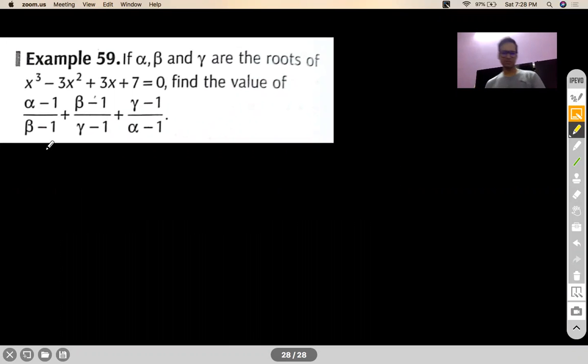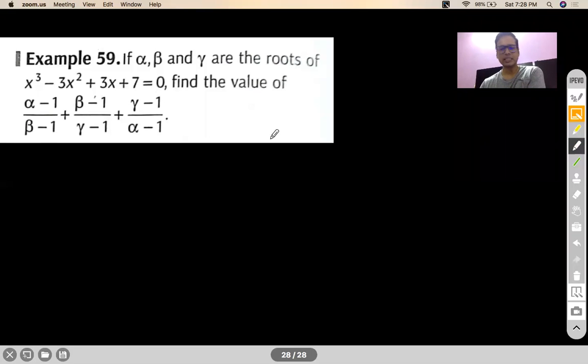Read the question first. Everybody read the question. Alpha, beta, gamma are roots of this equation. Find the value of alpha minus 1 by beta minus 1, beta minus 1 by gamma minus 1, and gamma minus 1 by alpha minus 1. Okay, how to solve this question? Alpha, beta, gamma here need not be real quantities. They can be complex also.